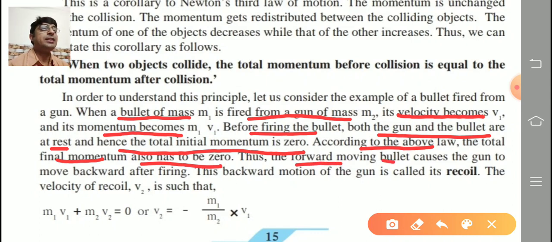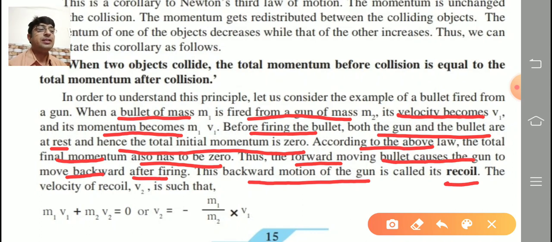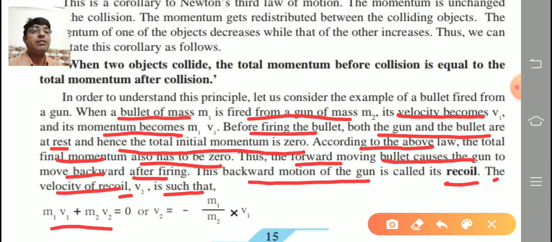Thus the forward moving bullet causes the gun to move backward, that is a backward velocity is produced, the recoil velocity that we learned in the previous point. This backward motion of the gun is called recoil. Underline: the backward motion of the gun is called recoil or recoil velocity. The velocity of recoil, v2, is such that m1 v1 plus m2 v2 is equal to 0. Total final momentum is equal to total initial momentum. The initial momentum of gun and bullet is 0, so compare with 0.